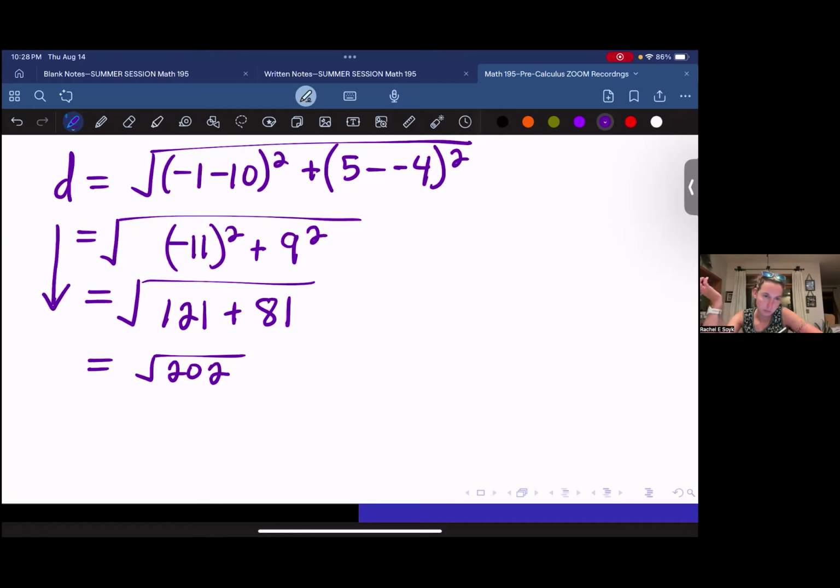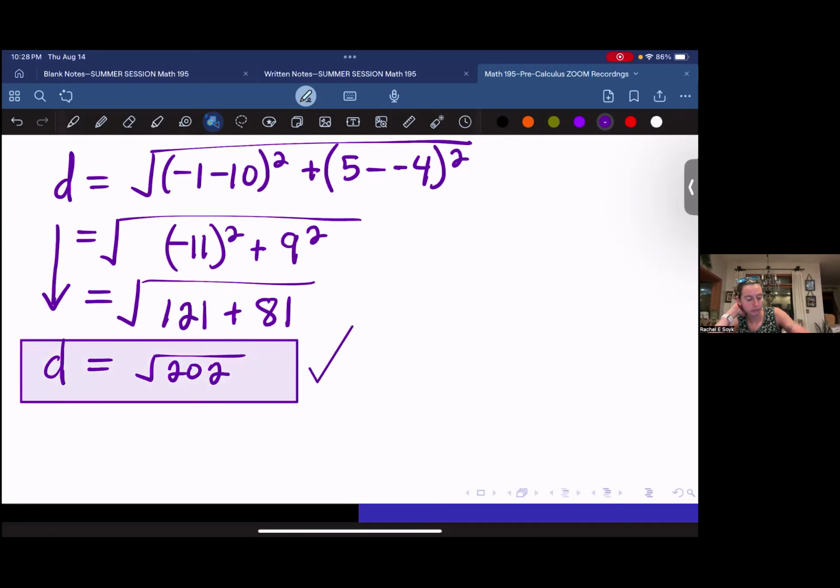And we want to ask ourselves, can we simplify this further? And we cannot. So this is in fully simplified radical form. And we're done.